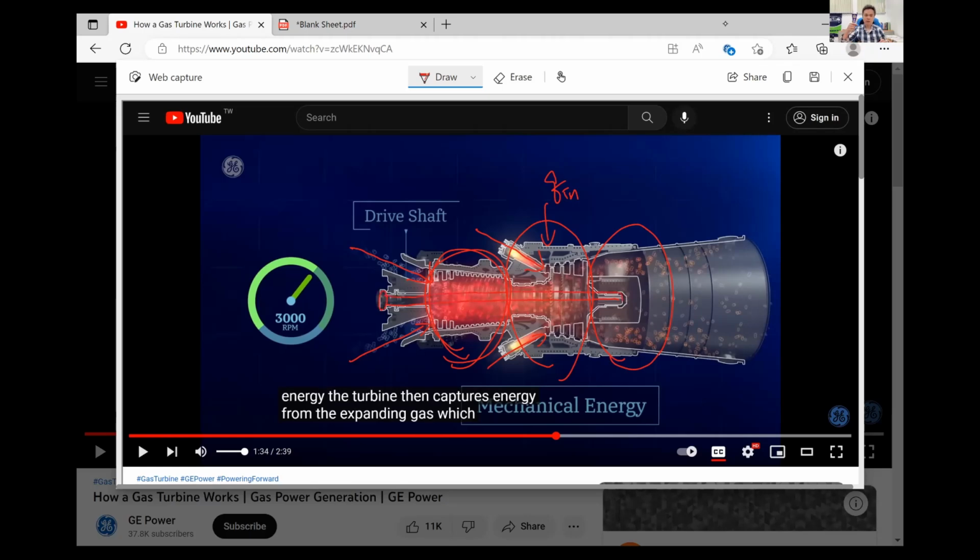So the shaft spins, then the shaft is connected to a generator. The generator produces the real electricity. Then this is the exhaust gas. So all the exhaust gases go out. This is the Q out, the heat rejection process. Okay, so four processes.